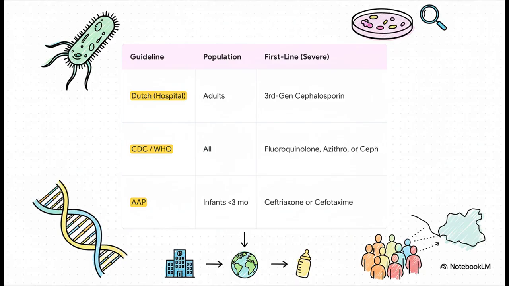Take the Dutch guidelines, for example. In a big 2023 update, they changed their recommendation for hospitalized patients. Why? Because ciprofloxacin resistance is becoming a real problem, so they've pivoted to third-generation cephalosporins. And for the pediatricians, the rule from the American Academy of Pediatrics is simple and strict. Any baby under 3 months old gets treated, usually with ceftriaxone. The risk of invasive disease is just too high to wait.